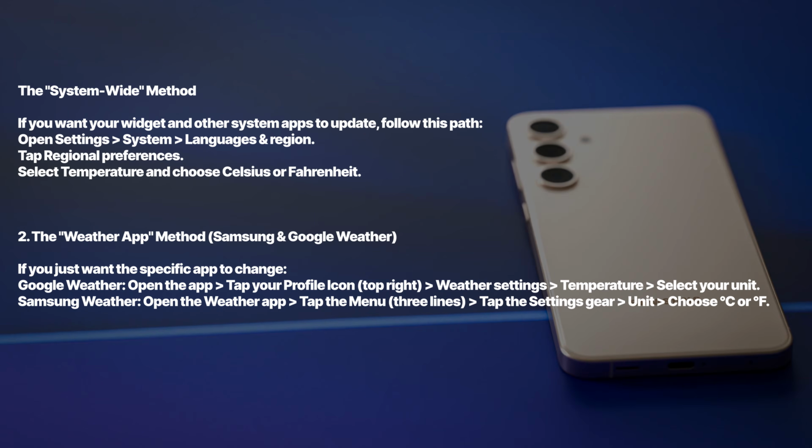If you're on a Pixel or another phone, you could also change this through the regional settings on your phone. I'll include the exact path here, so depending on your device, you can change it either in the weather app settings or in your main system settings.